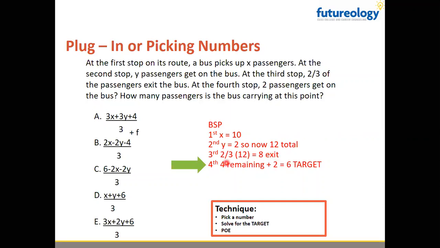Okay. At the fourth stop, 2 passengers get on. So if we have 4 left and 2 get on, we have 6 total. So how many passengers is the bus carrying at this point? So our bus is carrying 6. So the math is really easy.